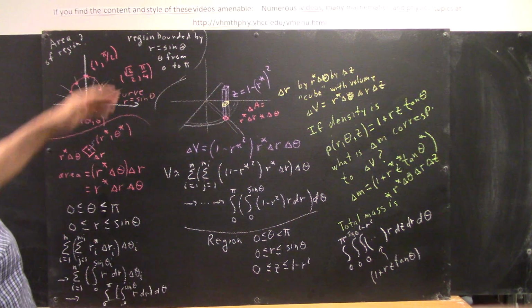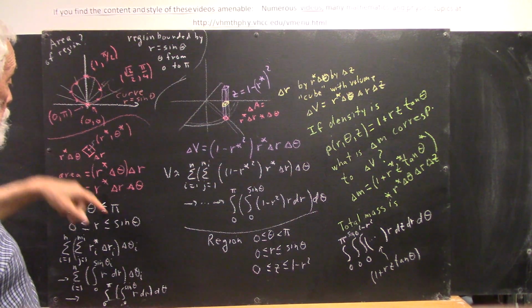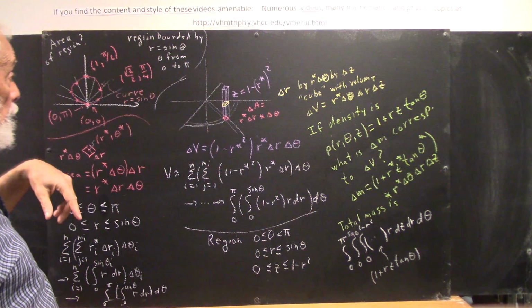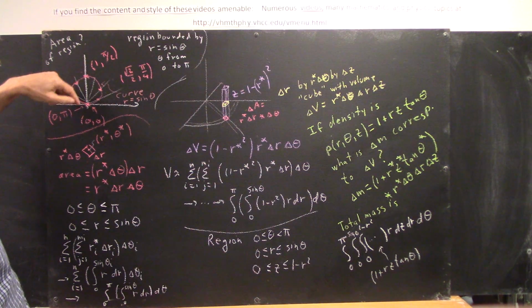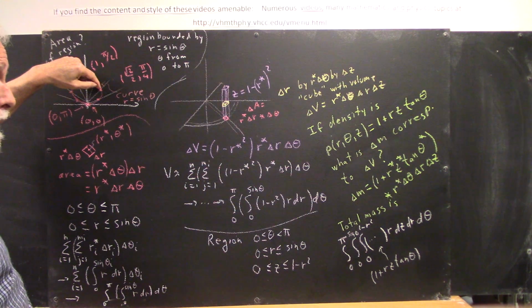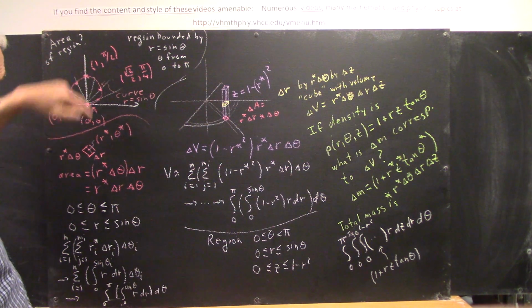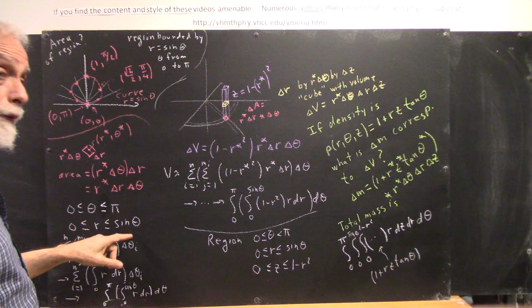Now we know that for the region that we're talking about, theta is going to go from 0 to pi. I told you that. And r within this region starts at 0 and ends at sine theta. So r goes from 0 to sine theta.